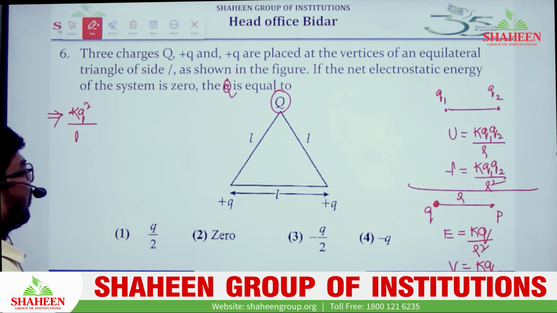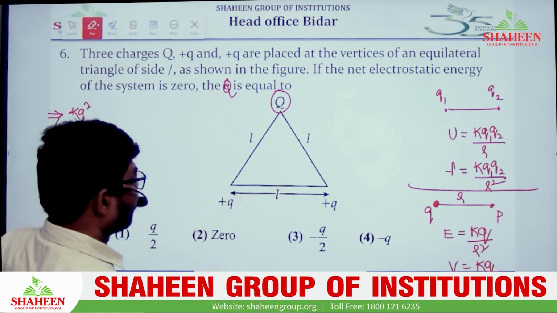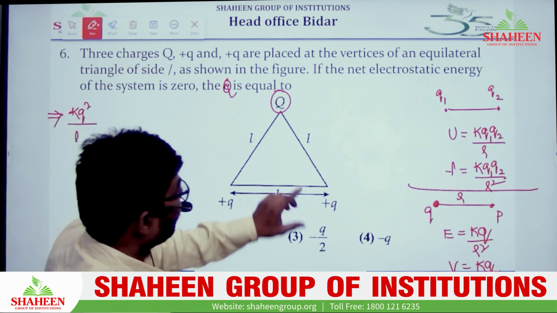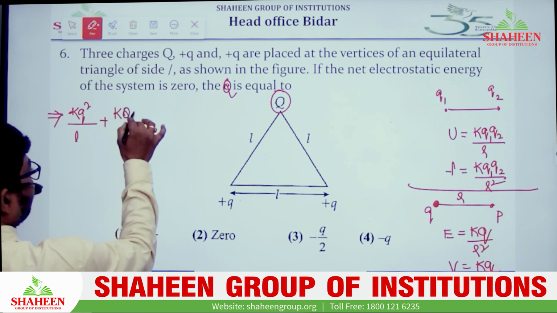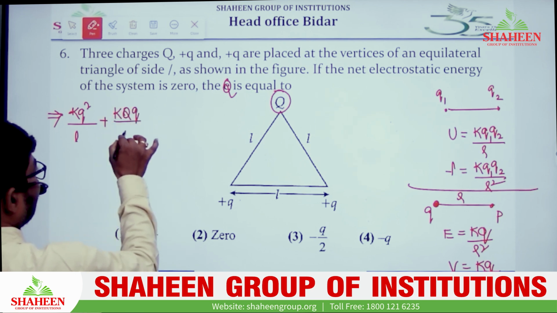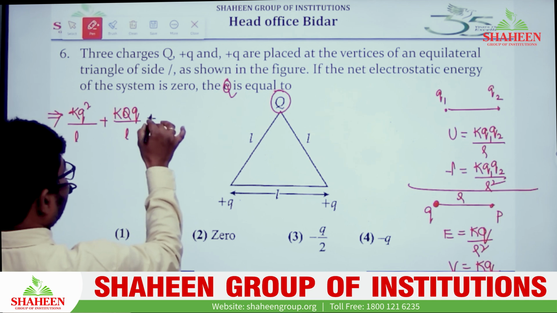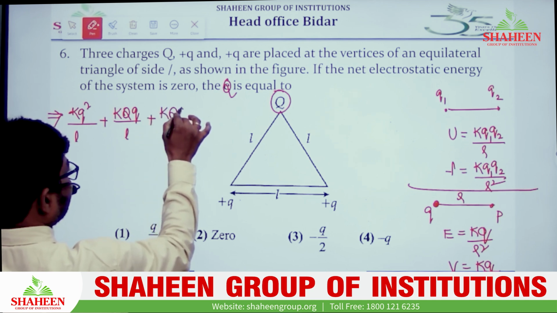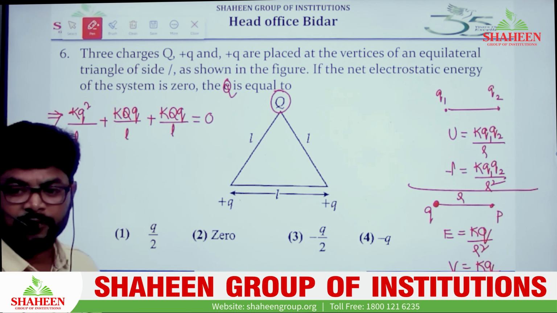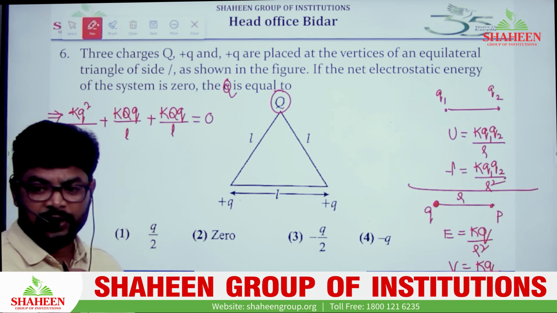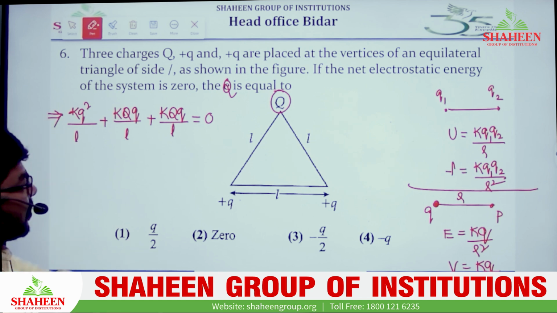Now this one, how to find out? K Q into Q square by L. What comes between these two? Plus K capital Q small q upon L. Again between these two, K capital Q small q upon L is equal to 0. The sum of all the potential energies of the system in equilibrium means the total potential energy of the system is equal to 0.